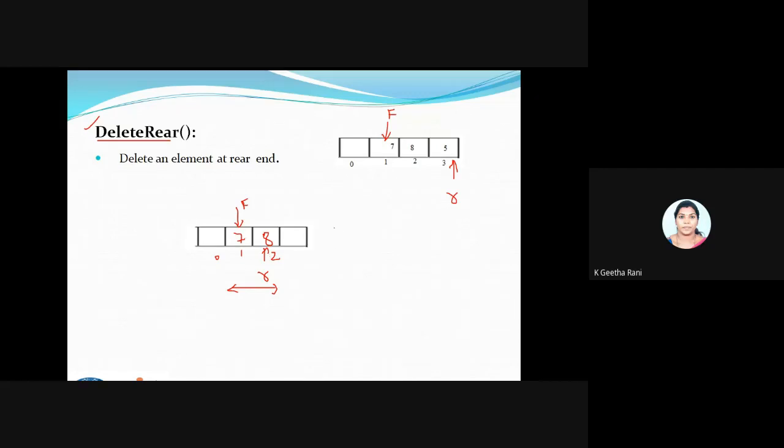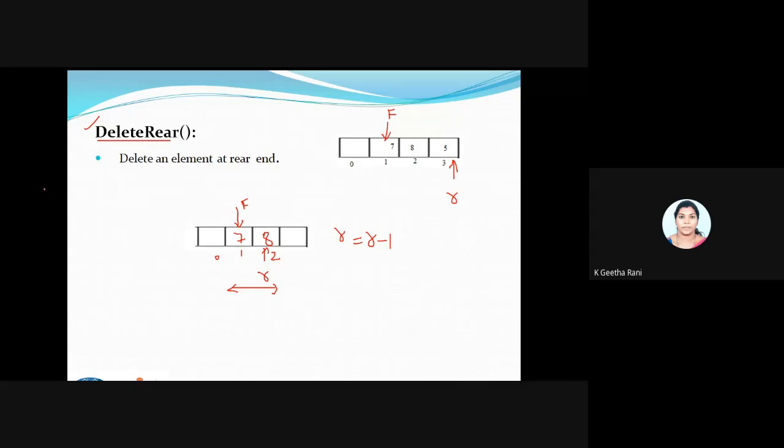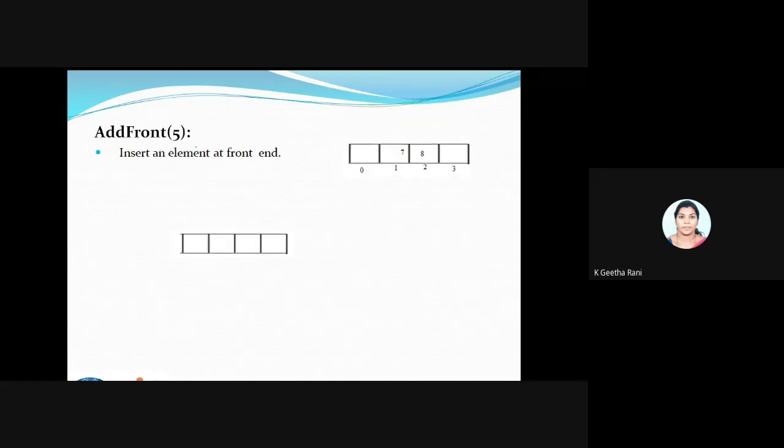Fine. So for deleting at the rear, I'll just decrement my pointer: r = r - 1. So this is a new operation inside our dequeue concept. Next one is adding at a different end. This is also a new one. Usually we won't be performing an insertion operation at the front. We'd be using the front for removing elements, but now in the dequeue concept I'll be using add front.